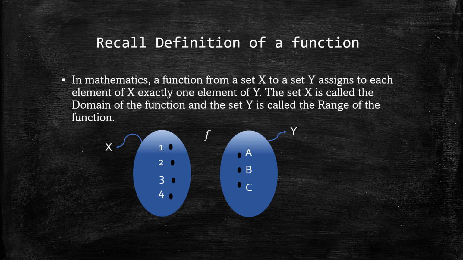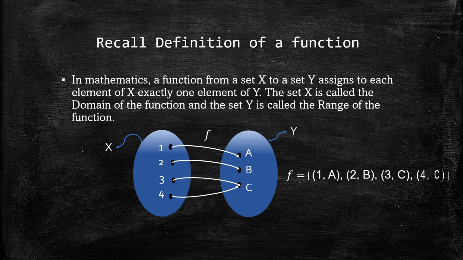First of all, we're going to recall what we mean by a function. A function is a relation between two sets where it assigns every element in the first set to exactly one element in the second set. The first set is called the domain, and the second set is called the range.